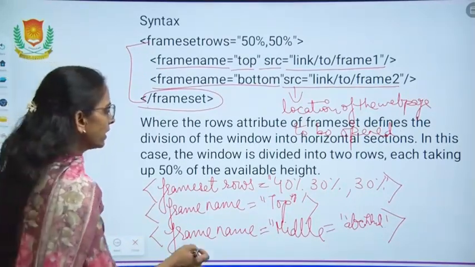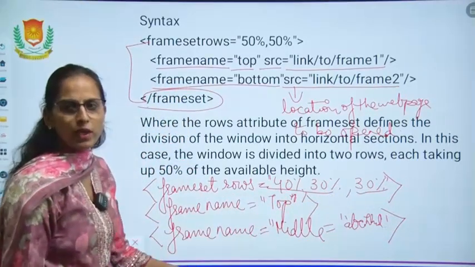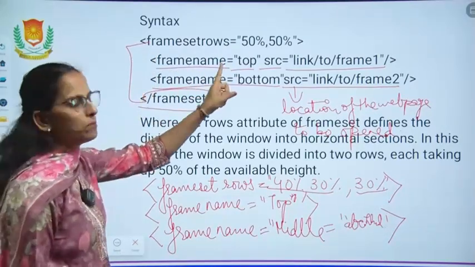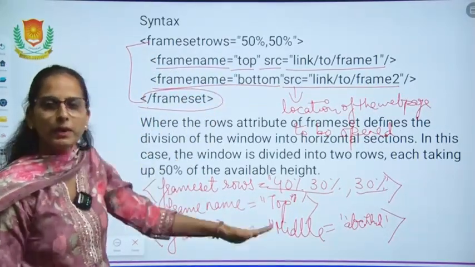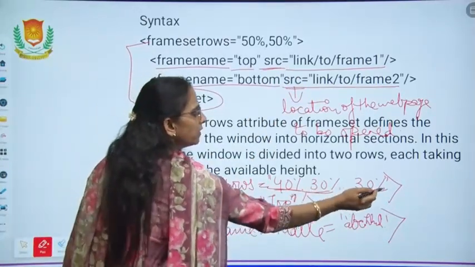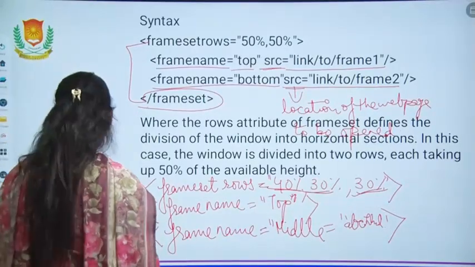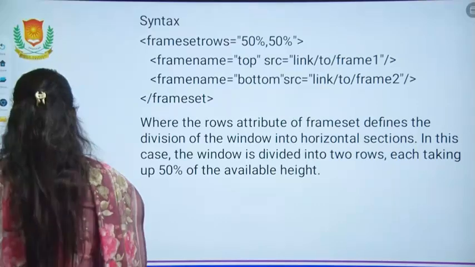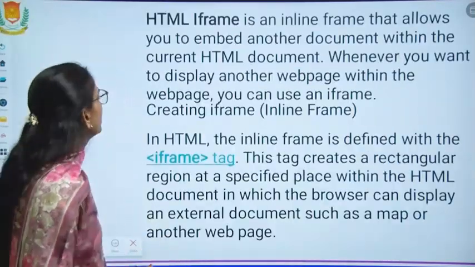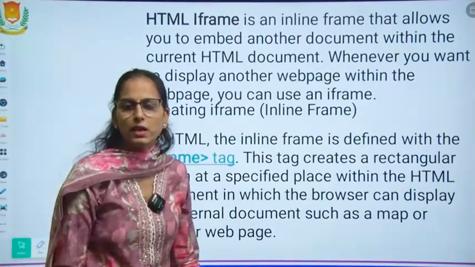So here we have taken 3 sections, 40, 30 and 30. So 3 frames will be there. 3 times you have to define the frame name: top, bottom, middle you can take. And then with the help of the SRC, we have to give the URLs of the 3 web pages. Now, in HTML, this was the concept of frame.